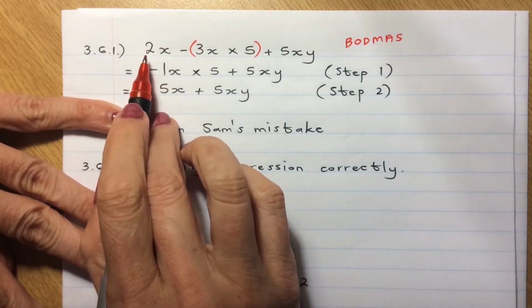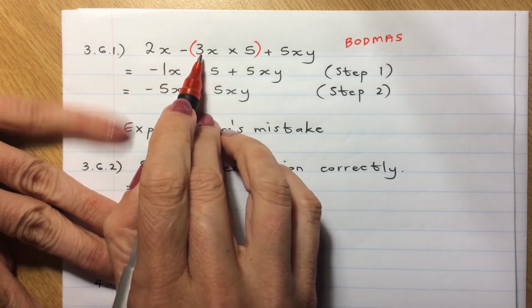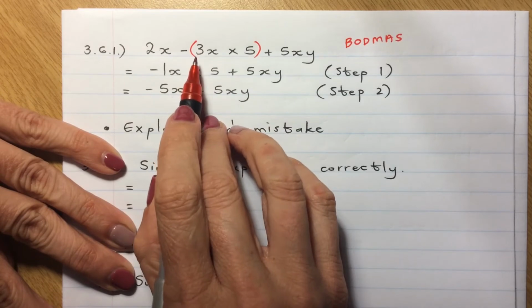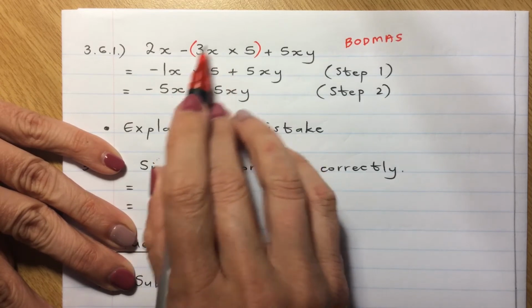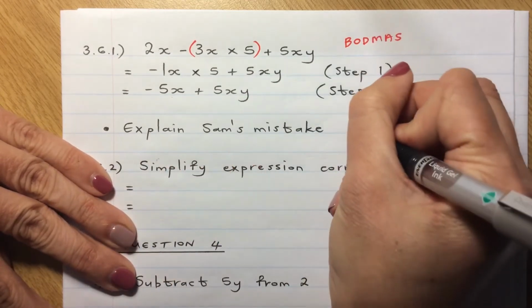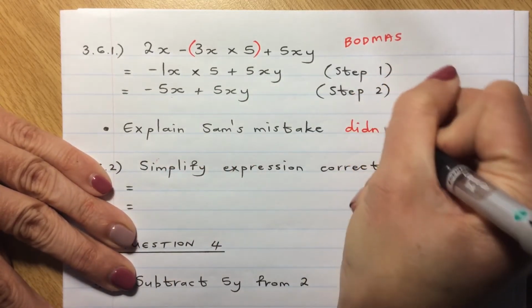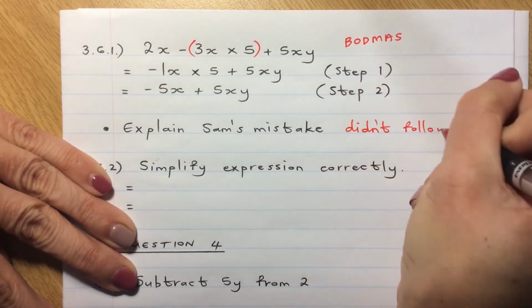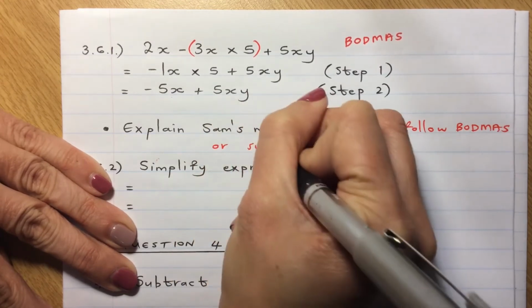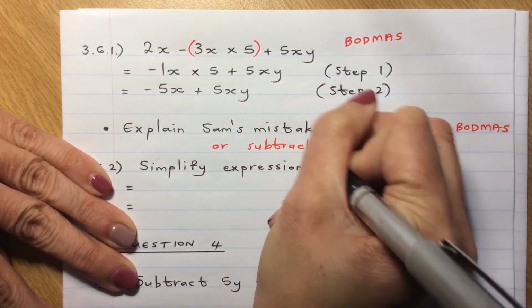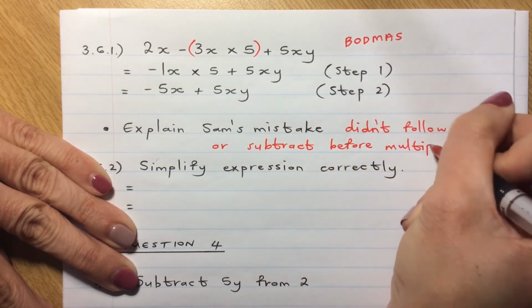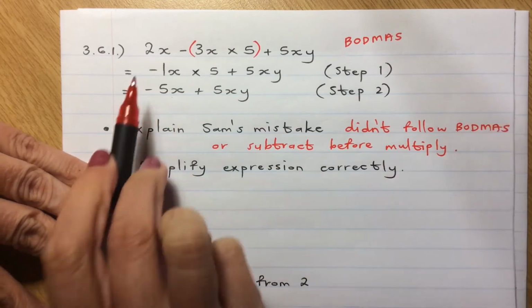Can you see that? He did the 2x minus the 3x first to give me the negative 1x, when he should have multiplied the 3x by the 5 and then sorted out the rest. So explain Sam's mistake. Okay, so you either needed to say something like he didn't follow BODMAS. Or what did he do? He subtracted before multiplying. And that is where he went wrong. So he went wrong in step 1.